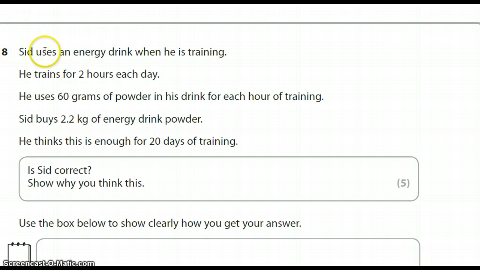Number 8. Sid uses an energy drink when he is training. He trains for that many hours each day. He uses that many grams of powder in his drink for each hour of training. Sid buys that many kg of energy drink powder. He thinks this is enough for that many days of training. Is Sid correct? Show why you think this is. Use the box below to show clearly how you get your answer.